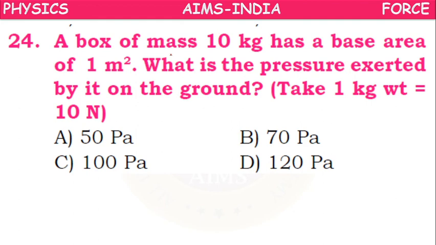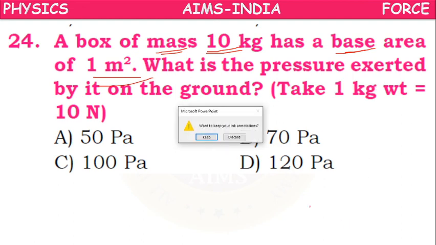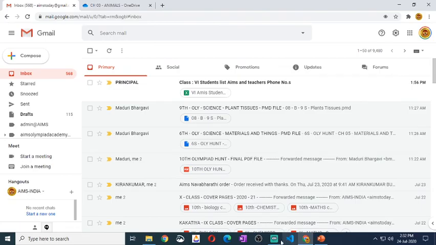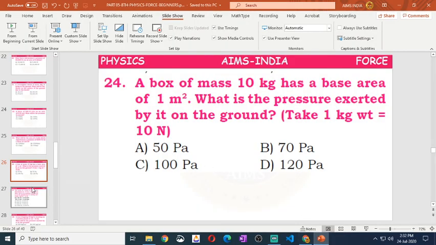Next. 24th question. A box of mass 10 kg has a base area of 1 meter square. 1 minute, children. Okay, children, time is over.